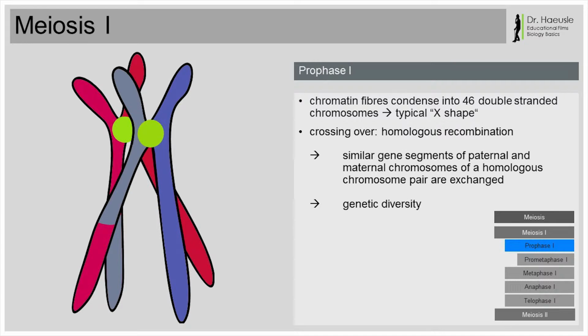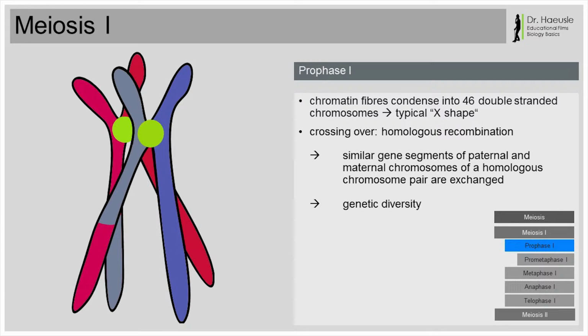Through crossing over, paternal and maternal genes are newly combined. After crossing over, paternal and maternal DNA are no longer separated into different chromosomes. Hybrids, chromosomes that contain both paternal and maternal DNA, have developed. Every chromatid of the double-stranded chromosomes is now different to its sister chromatid. They are not identical anymore.